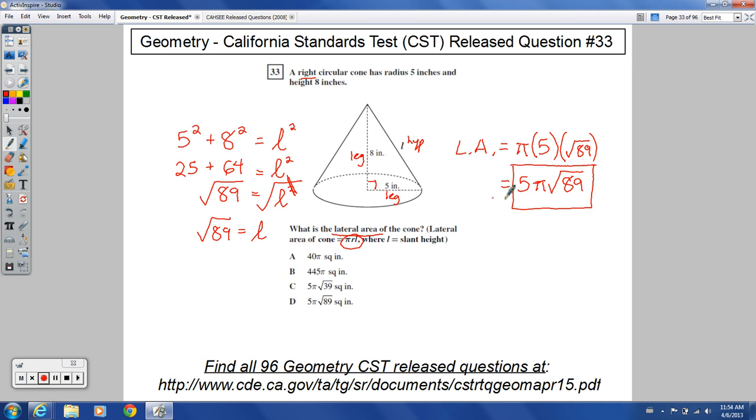We have inches here, and it's an area, so we'd have inches squared right there, or square inches, another way to say that. Choice D is the correct answer for number 33.